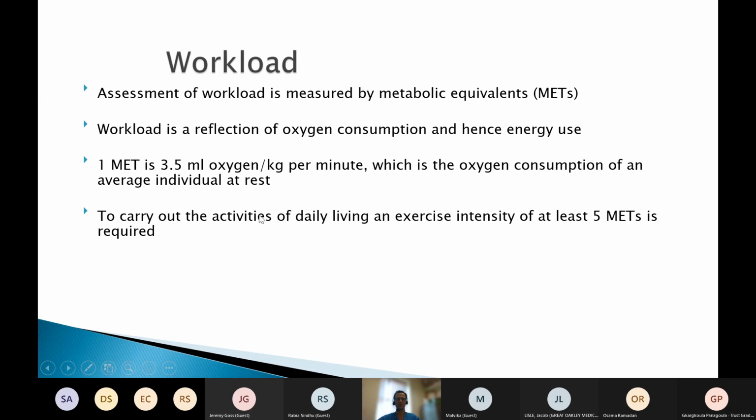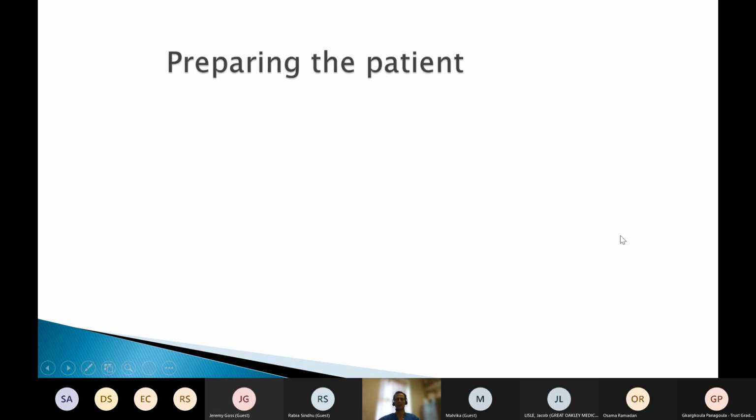So I just mentioned that stage 1 is 4.8. We'd estimate just daily living activities use about 5 mets. If you're sitting resting, you're using about 1 met, which is about 3.5 milliliters of oxygen per kilo per minute at rest. So it's a fairly low amount of exercise, stage 1.